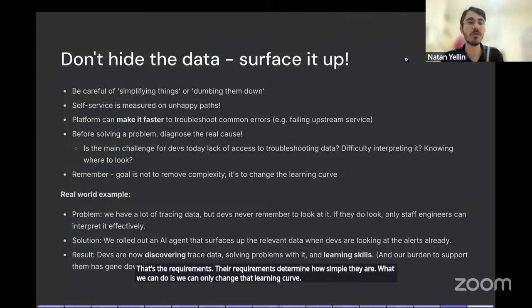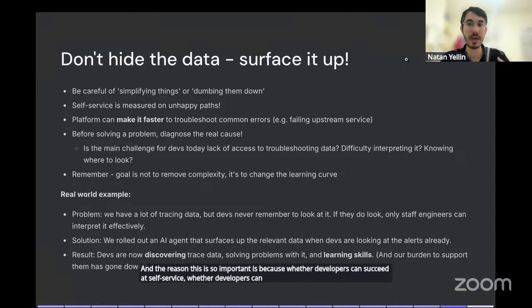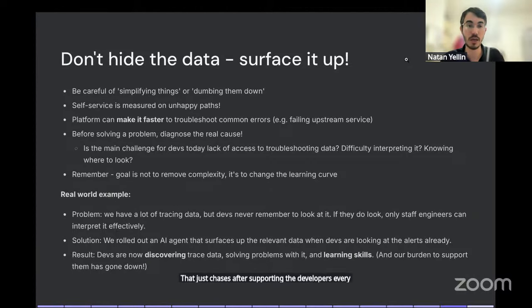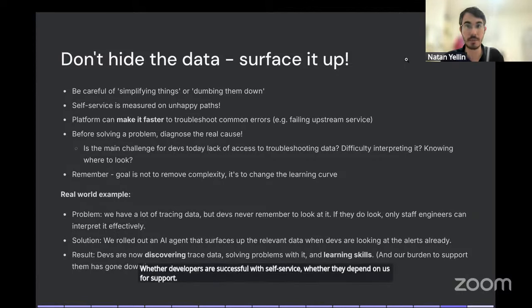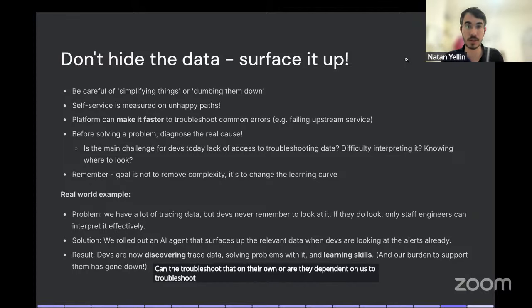And the reason this is so important is because of whether developers can really use our platform and succeed in self-service and use it on their own, or whether our team will eventually become a customer support team that just chases after supporting the developers every single day, right? Whether developers are successful with self-service, whether they depend on us for support, is determined by the unhappy path. What happens when things don't work well? A developer deployed an application and it's failing for some reason. Can they troubleshoot that on their own, or are they dependent on us and they have to open a ticket for us?